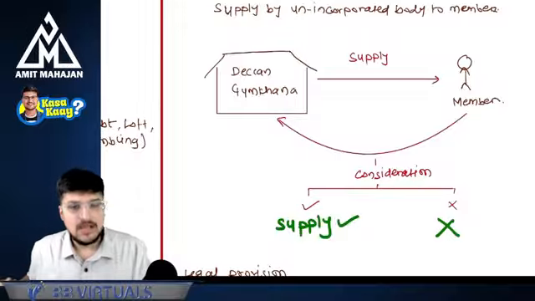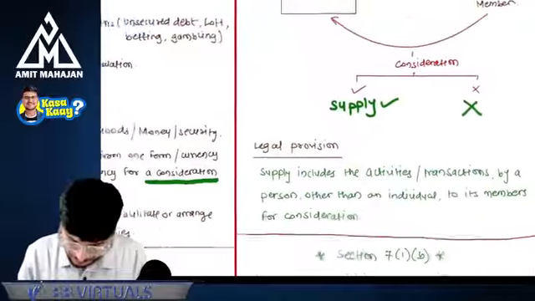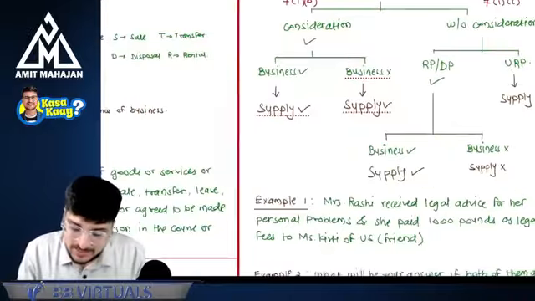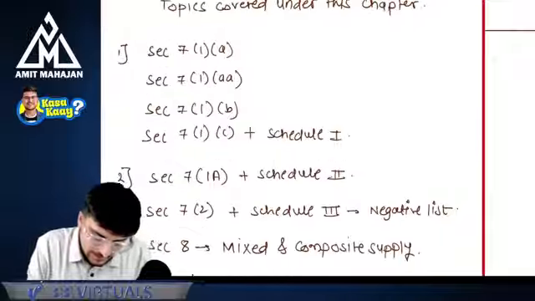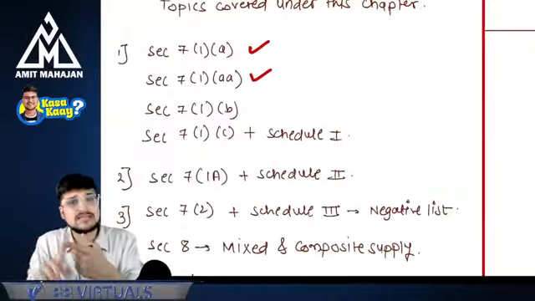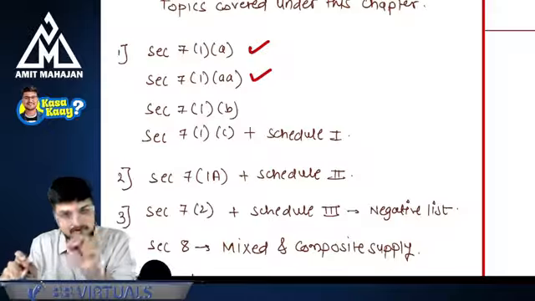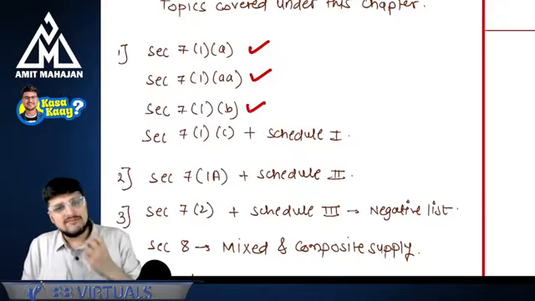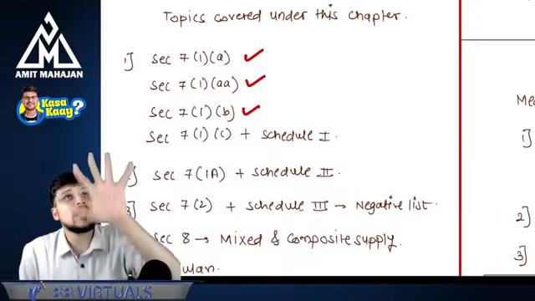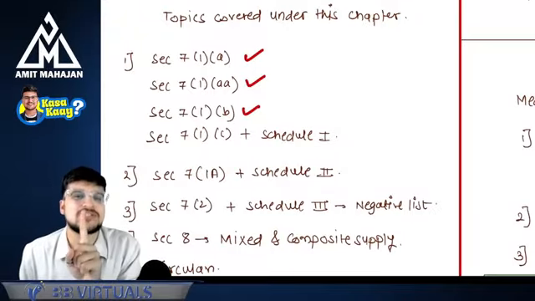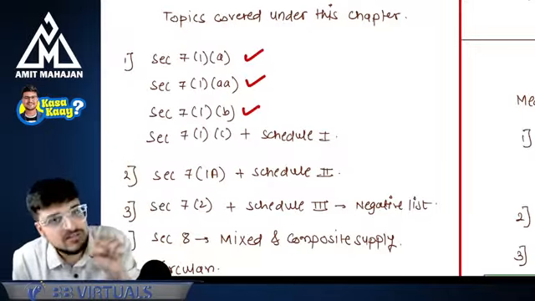Okay, sir. No problem. Let's move ahead with the next point. That was 71A, 71AA. Let's try ticking the things which we are already done with. I hope you are having some good revision. Let's come to 71B. What is 71B? 71B talks about importation of service. I am importing service, not goods.